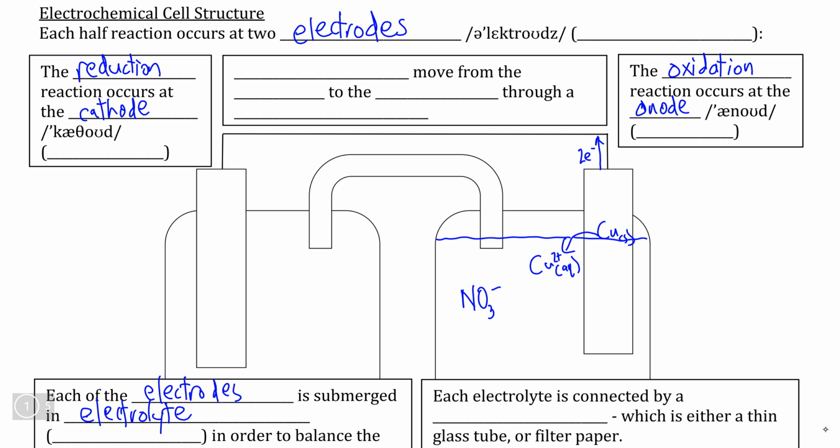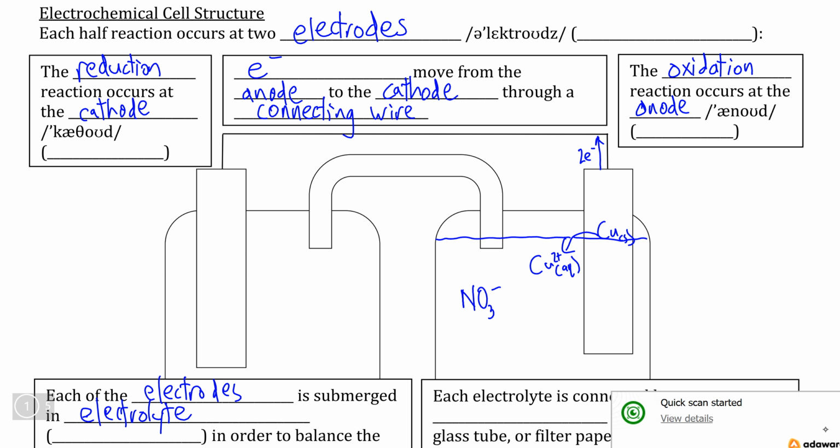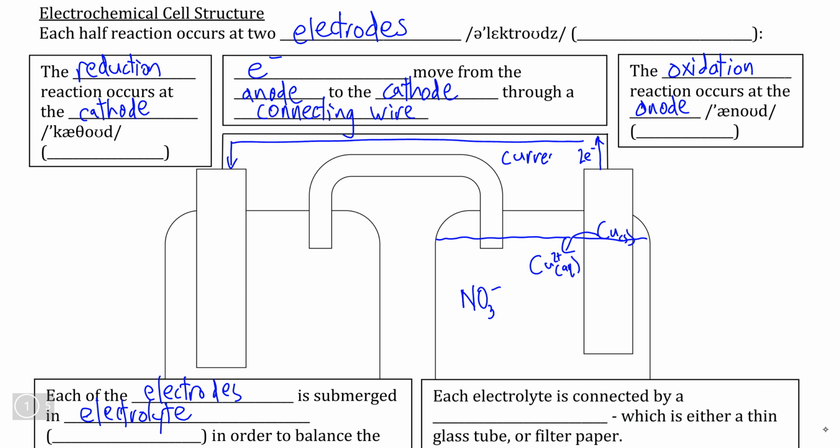Now, if we take a look at what happens with the electrons from the oxidation reaction, they are going to move from the anode where they are released to the cathode where they are absorbed through this connecting wire here, which again is literally what we call a connecting wire. Now, the idea of the connecting wire is that the flow of electrons actually generates what we call a current.